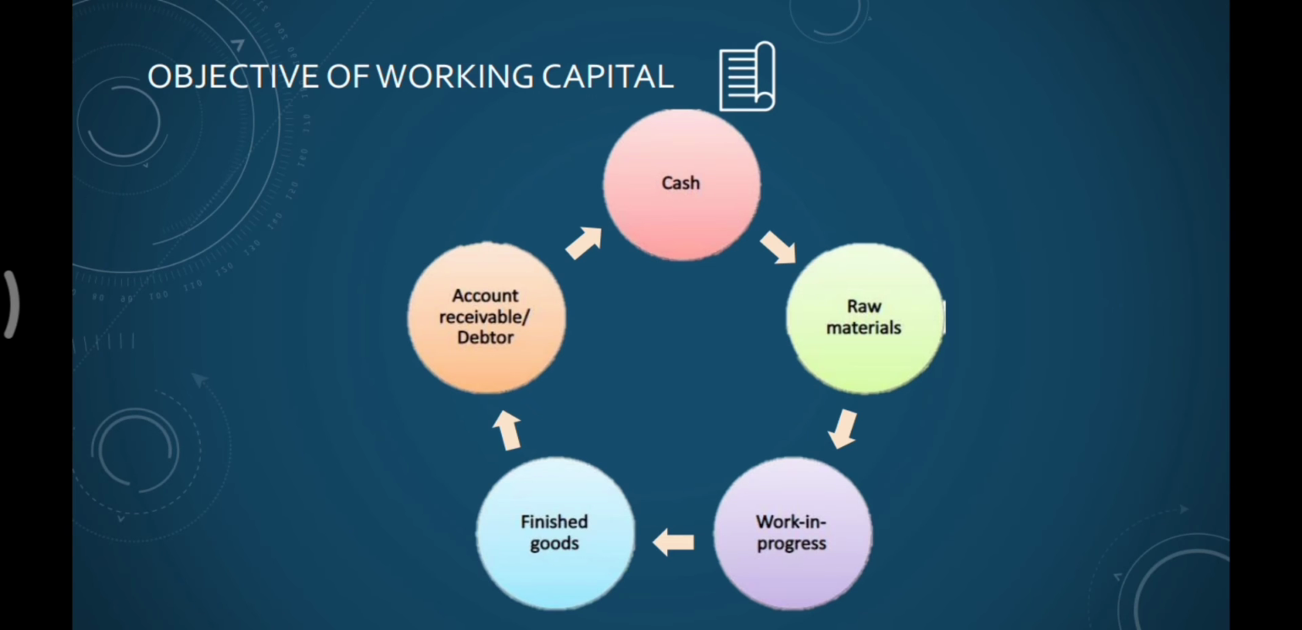So now talking about the objective of working capital. Here I took the main 5 objectives of working capital. Working capital is a continuous process which starts from raw material to finished goods. So first of all, raw material, and second one is work in progress, which means WIP, and then finished goods, and after that accounts receivable, also called debtors, and finally cash.